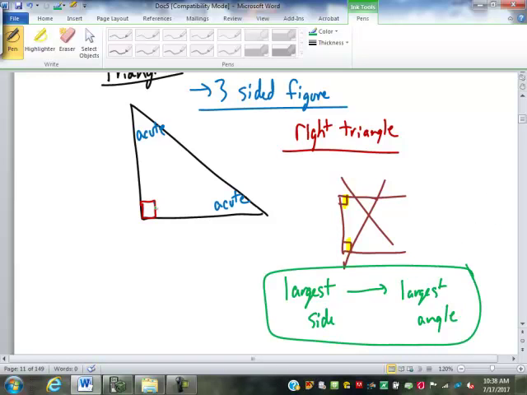Well, if one angle is a right angle, we said the other 2 have to be acute, so the other 2 have to be smaller angles, which means the largest side has to be this side over here. That has to be the largest side. That'll be the side that is across from or opposite of the right angle. And that has a special name called the hypotenuse.